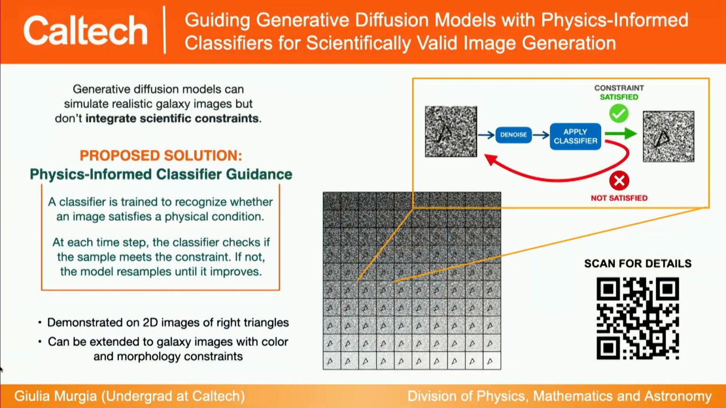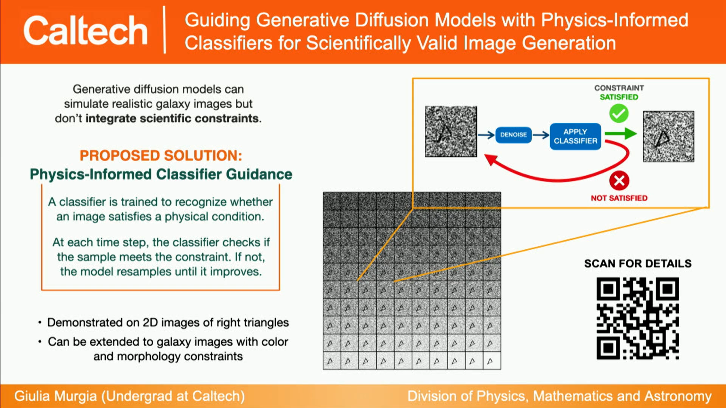So my proposed solution is to train a classifier in identifying whether a sample satisfies a particular physics constraint that we want to implement. For example, here I trained the classifier to figure out whether the image is a right triangle or not. At each phase of the backward diffusion model, we apply the classifier and determine whether we are going in the right direction, for example, if we are generating a right triangle.